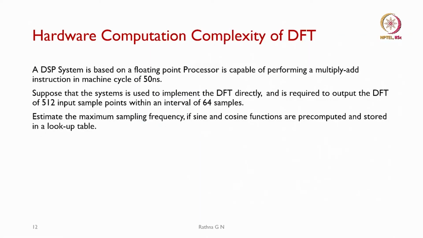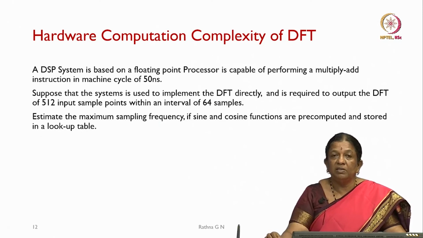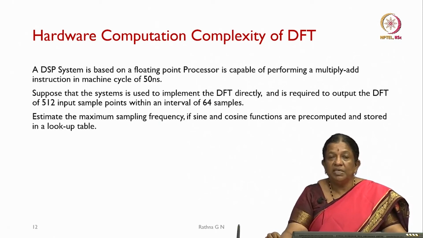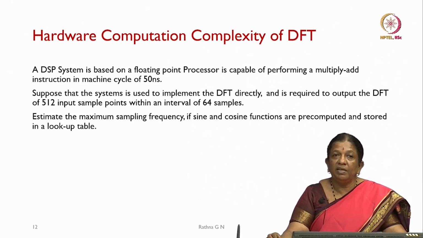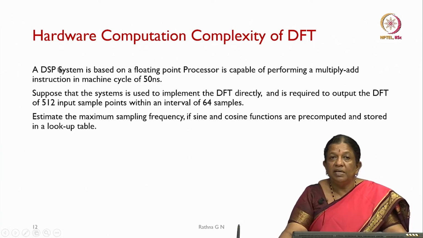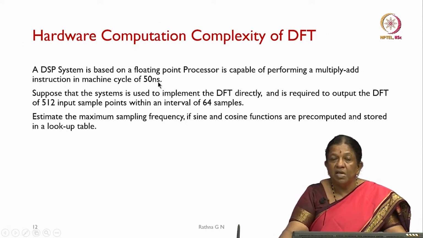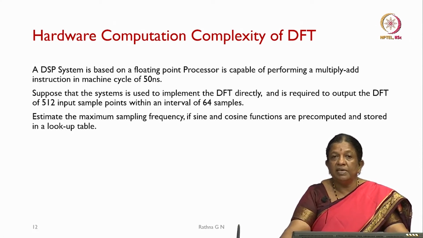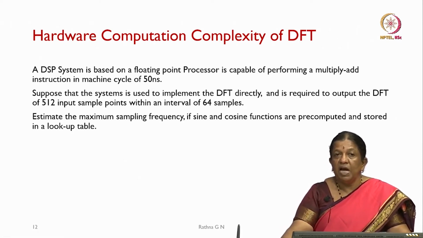Now we will see how the hardware complexity of the DFT and FFT is reflected in a processor. As an example, we consider a DSP system based on a floating point processor, capable of performing a multiply and add instruction in one machine cycle, which takes 50 nanoseconds. We ignore all IO operations and look only at the computation aspects of the hardware.